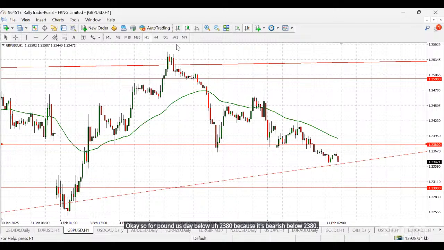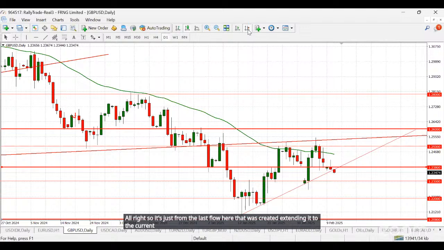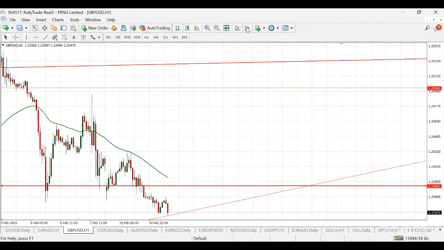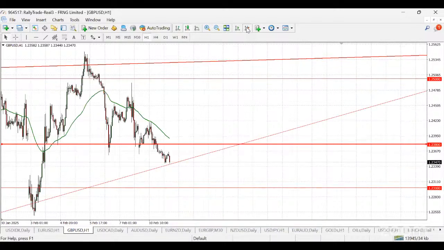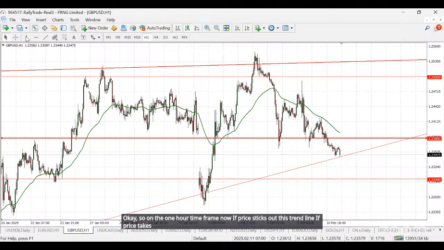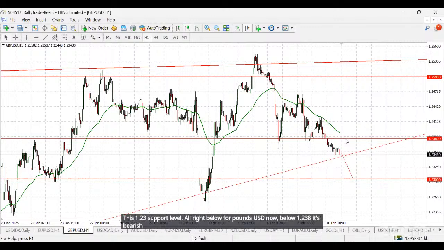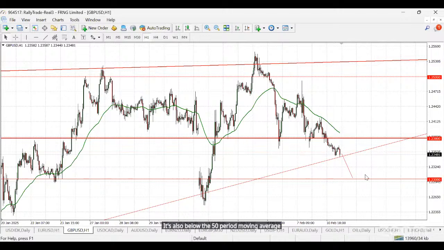Now let's look at this trend line because price is now approaching it. It's quite recent, drawn from the last low that was created, extending it to the current price. Back to the 1 hour time frame now. If price takes out this trend line, then you can expect further weakness towards this 1.23 support level. Below 1.238, it's bearish, and it's also below the 50 period moving average, which also signifies weakness.